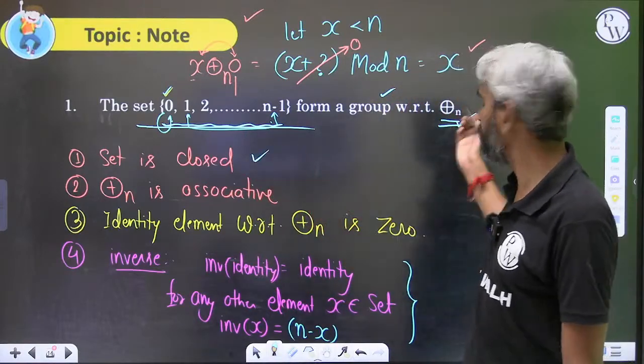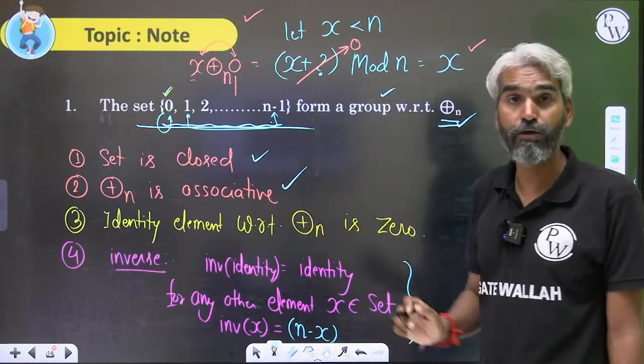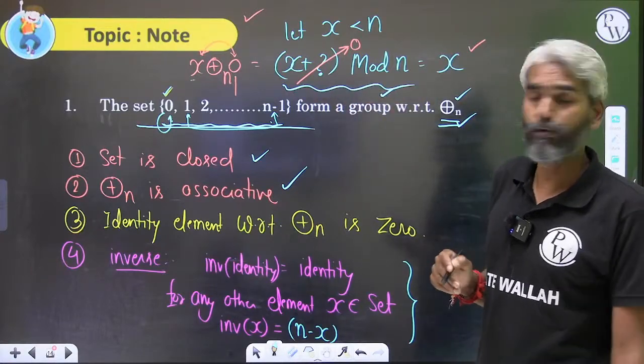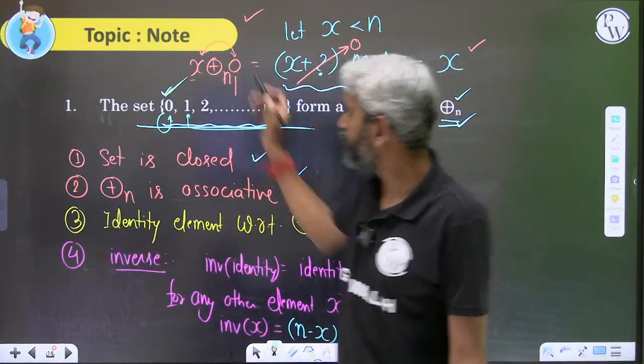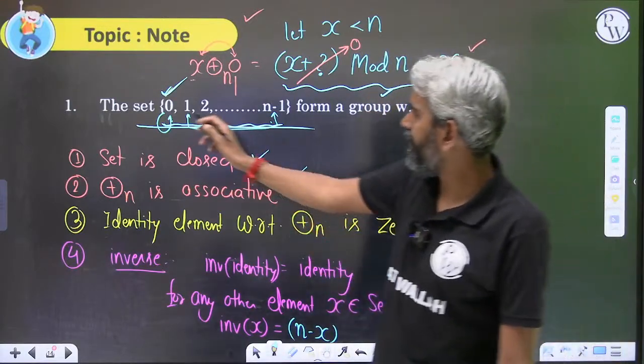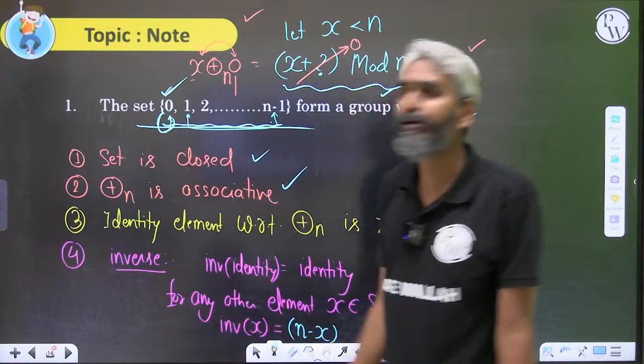So it is closed. Addition is associative, therefore addition modulo n is also associative. The identity element with respect to addition modulo n will be nothing but 0, so it is present in the set. Therefore, the identity element is present. The inverse of the identity element will be the identity element itself.